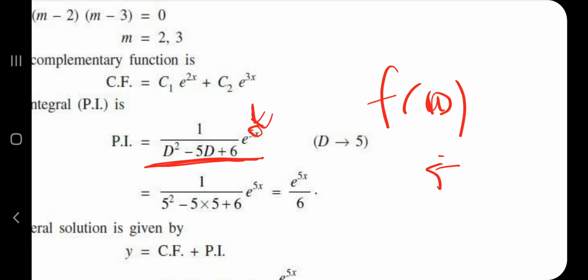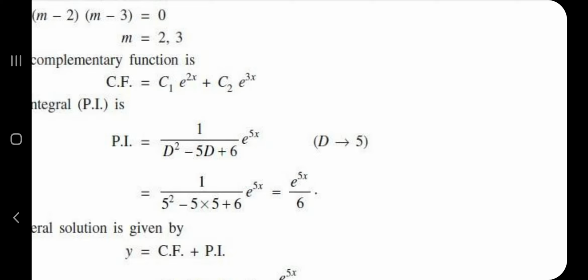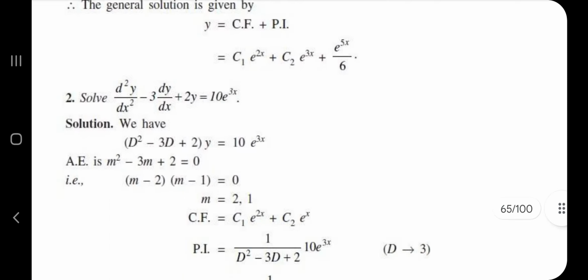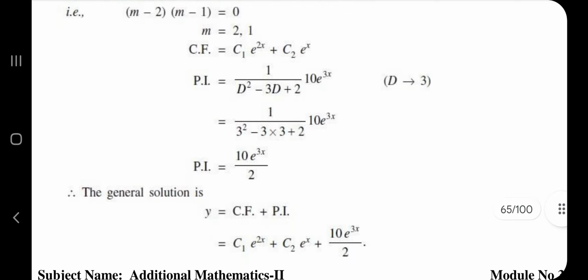It is raised to 5, right? So the d value we will take as 5. If we take it as 5, we'll get the answer here. That's your final answer for the particular integral. Just add it to the previous answer, which is c1 e power 2x plus c2 e power 3x plus e power 5x plus 6. That's your total answer. In the same way, we'll be doing the remaining ones as well.